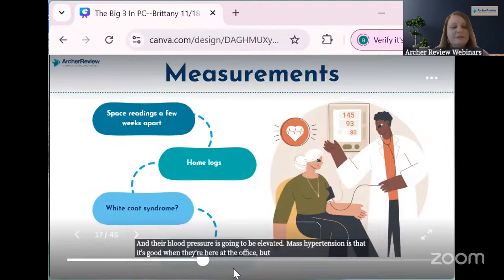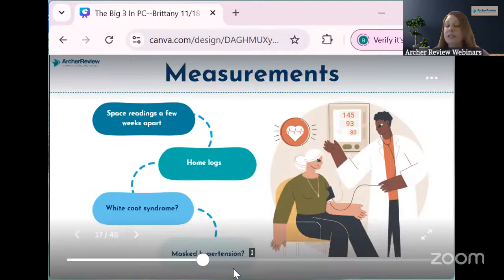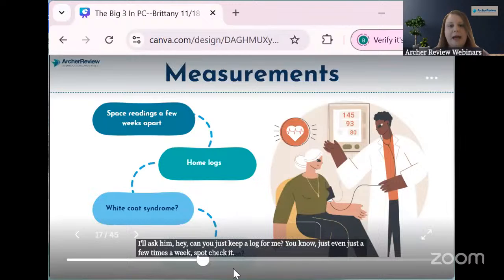So again, that's something that you kind of want to question your patients. If they're taking a blood pressure pill at home, I'll ask them, hey, can you just keep a log for me? Just a few times a week, spot check it. Make sure it's not spiking up too high, because you can come in here at 9 a.m. and it's beautiful because you just took your pill an hour ago.